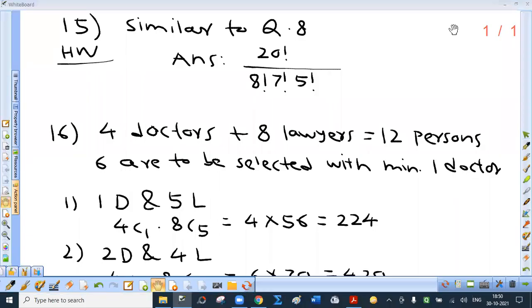15th for homework, because it is similar to question 8. Find the number of ways of dividing 20 objects in 3 groups of sizes 8, 7, and 5. 16th, there are 4 doctors and 8 lawyers in the panel. Find the number of ways for selecting a team of 6 if at least one doctor must be in the team. Actually, you can use complement also, that not a single doctor is included, and subtract it from total number of ways. That will give you the same answer.